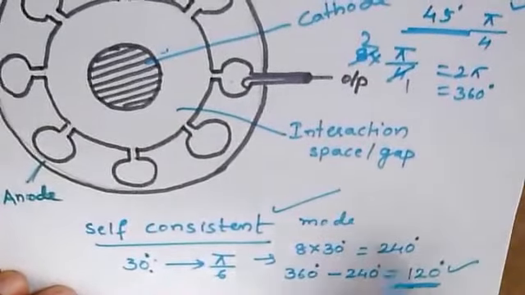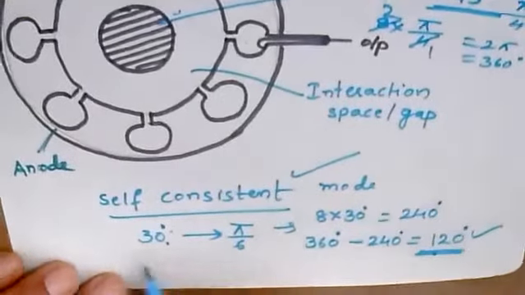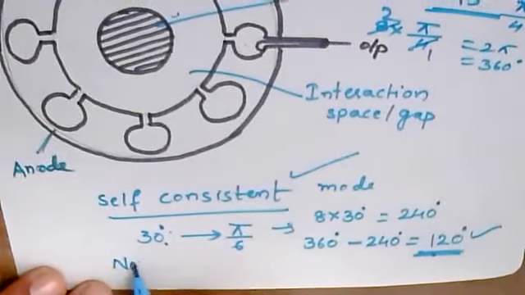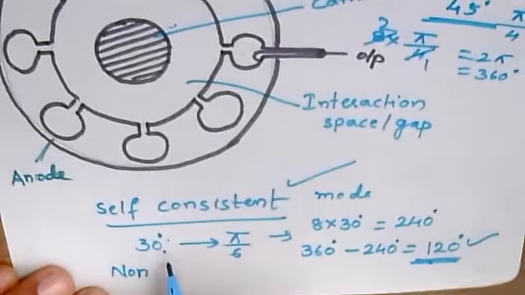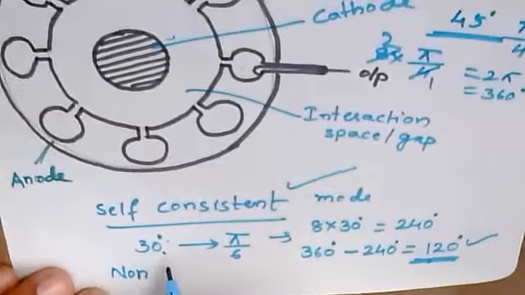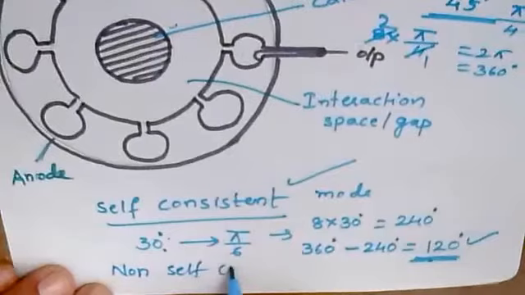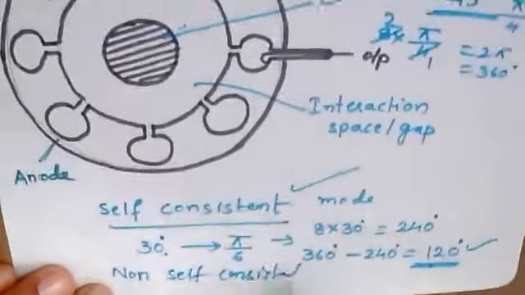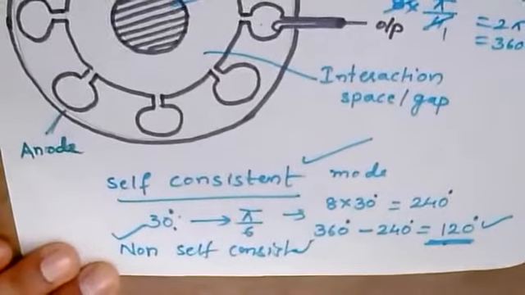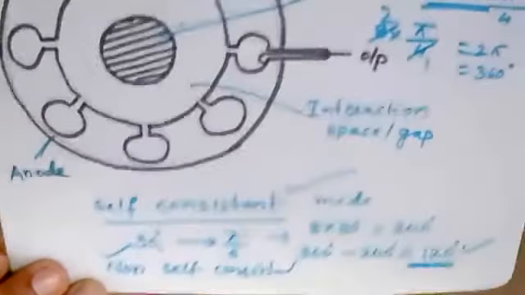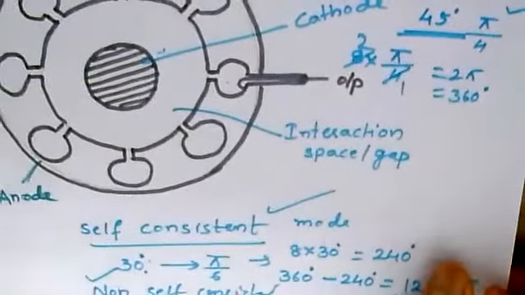That is the reason here. Then we can say that it is not justified. Such an arrangement is called non-self-consistent. It is not satisfying the condition here, so it is called non-self-consistent. And the magnetron will not work for a non-self-consistent arrangement of the cavities. So this is the reason why we are stressing to maintain a self-consistent one.